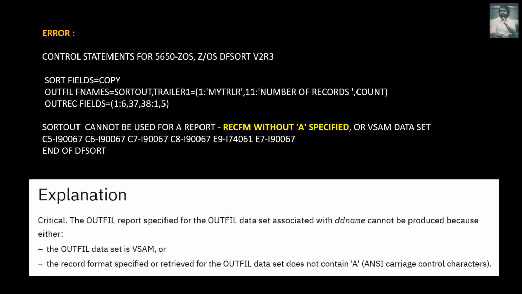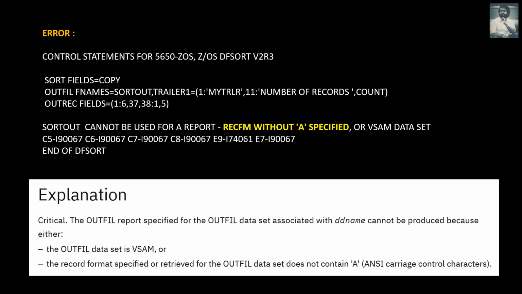So it's a critical error. The OUTFIL report specified for the OUTFIL dataset associated with the DD name cannot be produced because either the OUTFIL dataset is VSAM, or the record format specified or retrieved for the OUTFIL dataset does not contain A. A is like ANSI carriage control characters here. So we have to handle this situation.